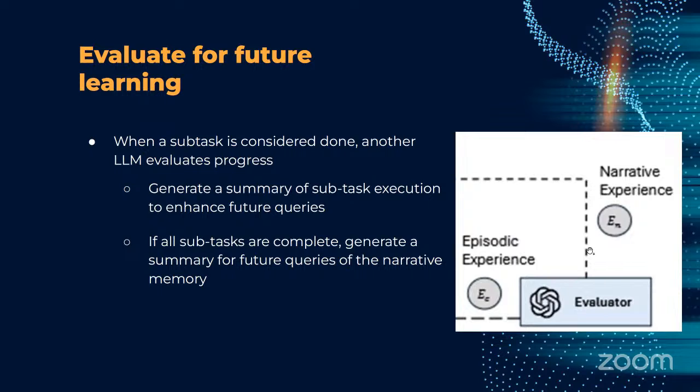Each time a subtask is completed, it runs an evaluator LLM. This evaluator makes a summary of the subtask: how it was executed, how well that went, what the end result was, and saves that to episodic memory. If that was the last subtask, it does a very similar thing in generating a summary of how all the subtasks went and saves that as a narrative for future managers.